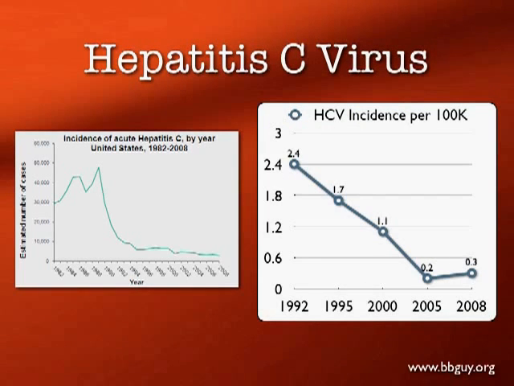The incidence of acute hepatitis C has greatly decreased in the United States since the discovery of the virus itself, and you can see the decrease on the graph on the left, a huge decrease in the amount of acute hepatitis C. And based on CDC data, you can see on the right the incidence per 100,000 is dramatically decreasing as well, though we've had a little bit of a bump since 2005, and more on that in just a few minutes.